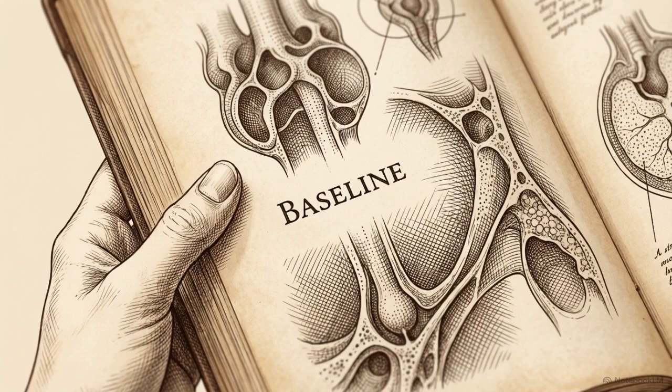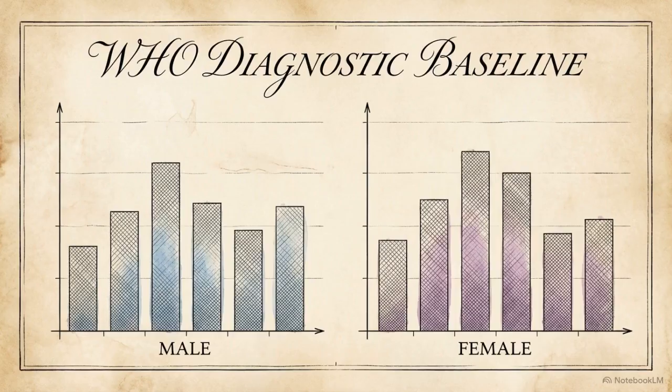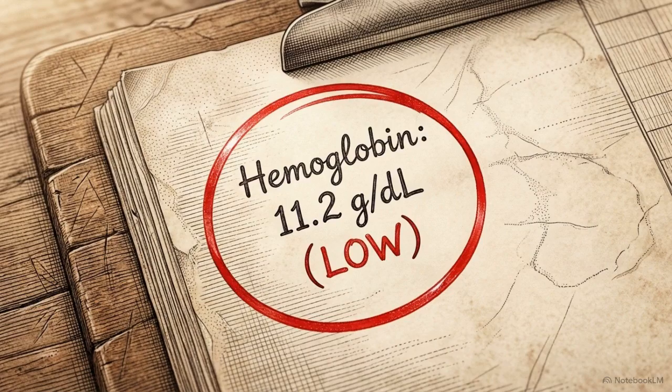To diagnose anemia accurately, the evaluation must start with precise parameters. The World Health Organization sets the definitive baseline: hemoglobin strictly below 13 grams per deciliter for men and below 12 grams per deciliter for women. These thresholds are the absolute starting point for any clinical workup.